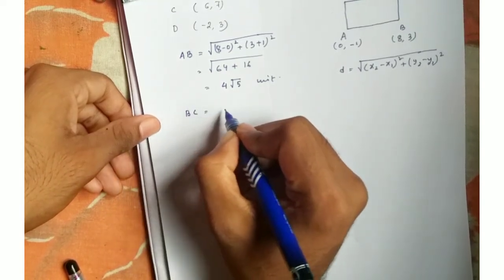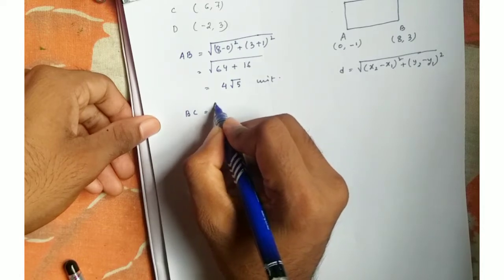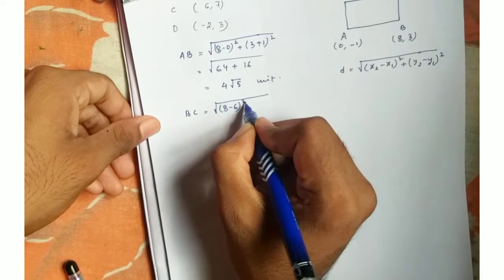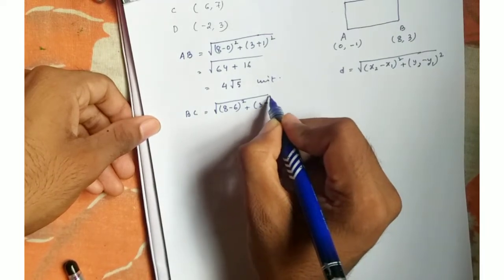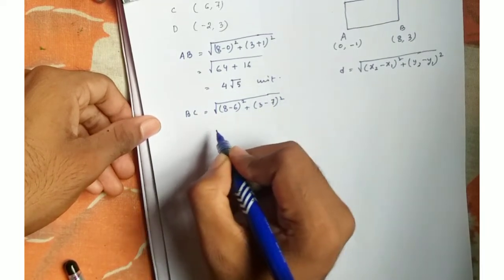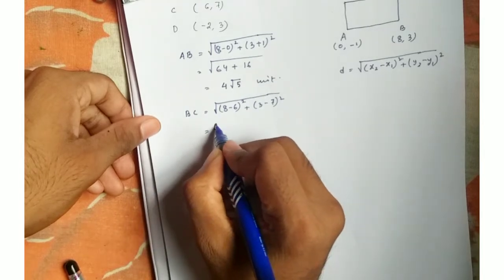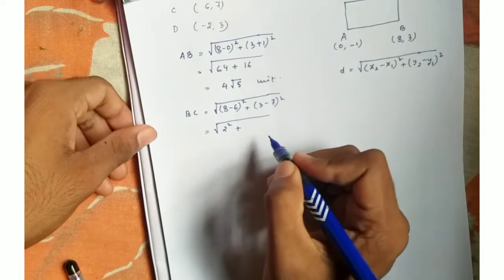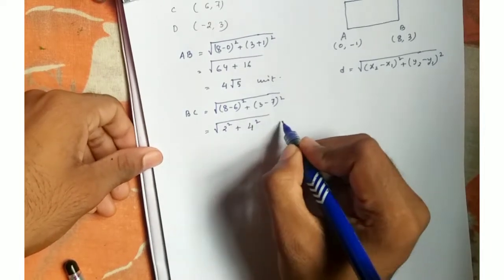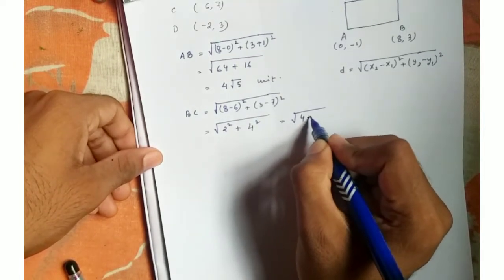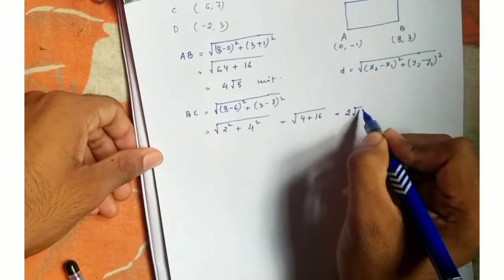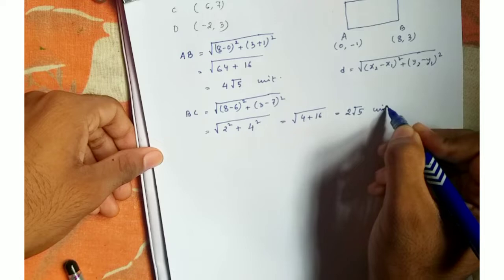Accordingly, BC will be root under (8 minus 6) whole square plus (3 minus 7) whole square. It will be 2 square plus 4 square, it is 4 plus 16. This will be 2 root 5. Give the unit.